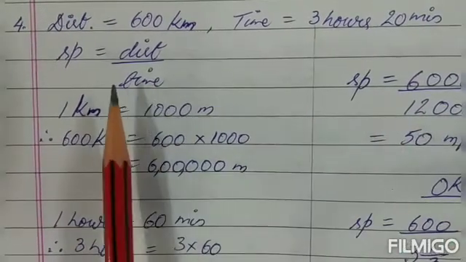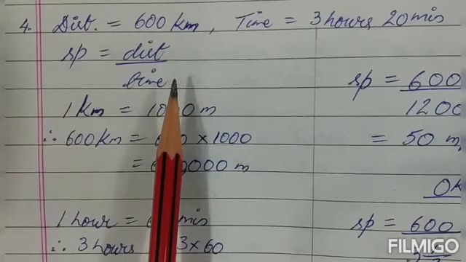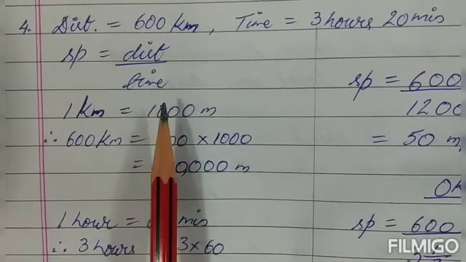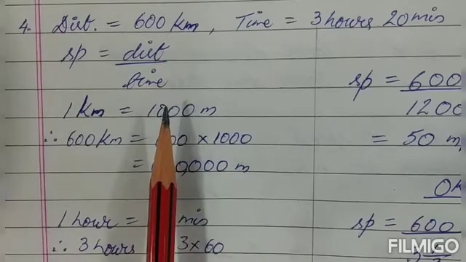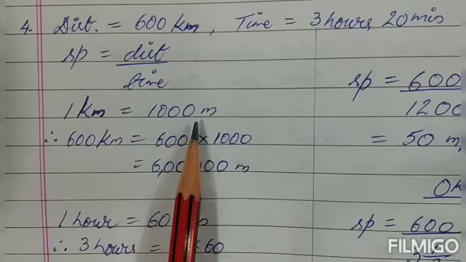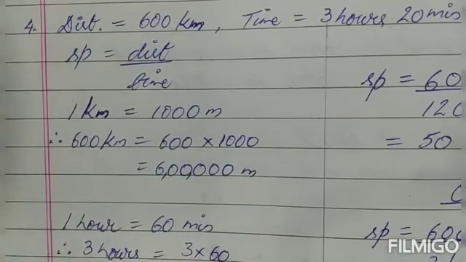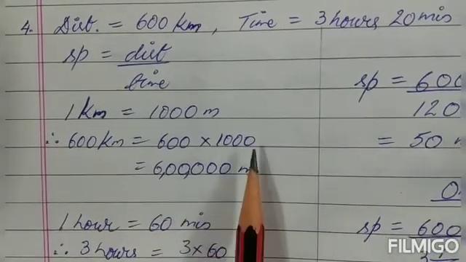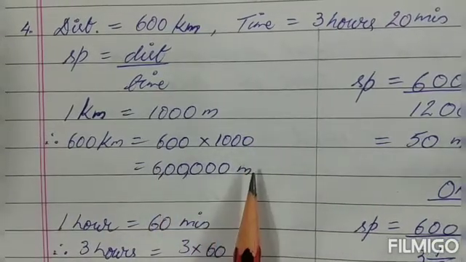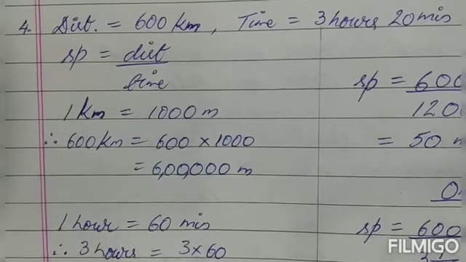Now how will you do it? First, you know the formula, speed is equal to distance upon time. Now because we have to calculate the speed in meters per second, you will have to do the conversions. 1 kilometer is 1000 meters. Therefore 600 kilometers means, so you multiply 600 by 1000. So you get the meters over here, children. Right? In the same way, you are going to convert the time also.